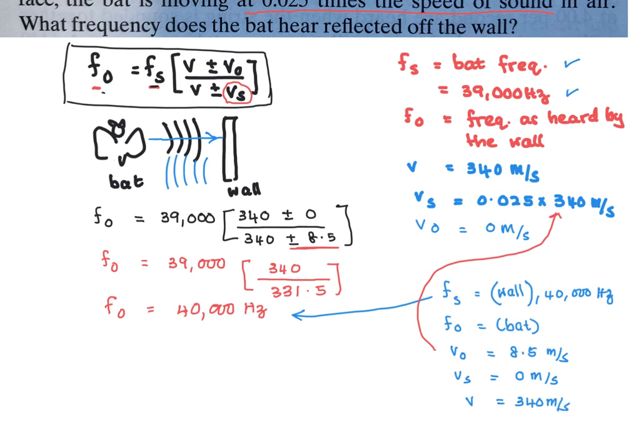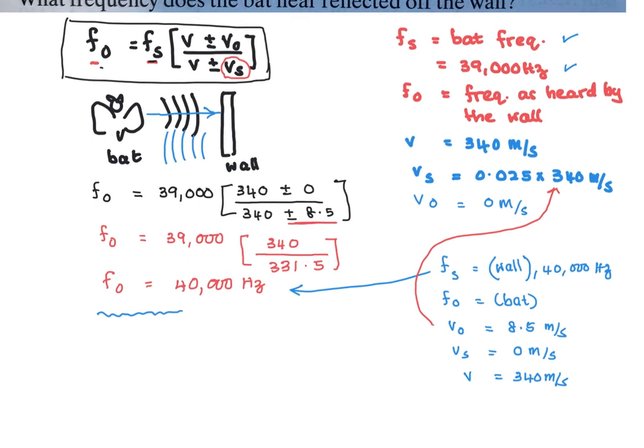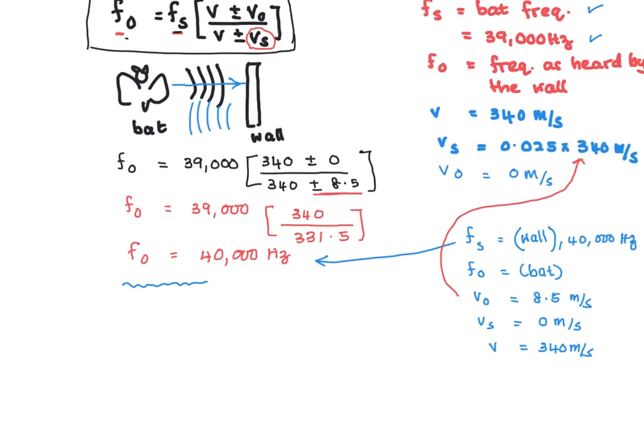So the second round, now I am going to draw a little line over here to separate the two. And we are using the same equation as before. So let me write the full equation just to practice. F observer equals F source, V plus or minus V observer, over V plus or minus V source, right? So this is the equation. And now we again substitute the values that we have.